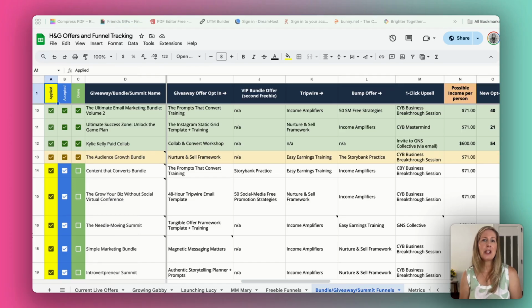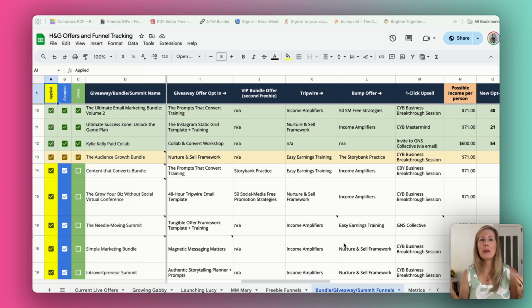So this is my tracking spreadsheet, and this is how I keep track of all the things when it comes to participating in collaborations. Now, I have hidden a couple of columns because it's got sensitive information that I don't want to share, but basically the hidden columns include the dates that these collaborations are taking place and all the links to the actual collaboration pages, my free gifts, all of those things.